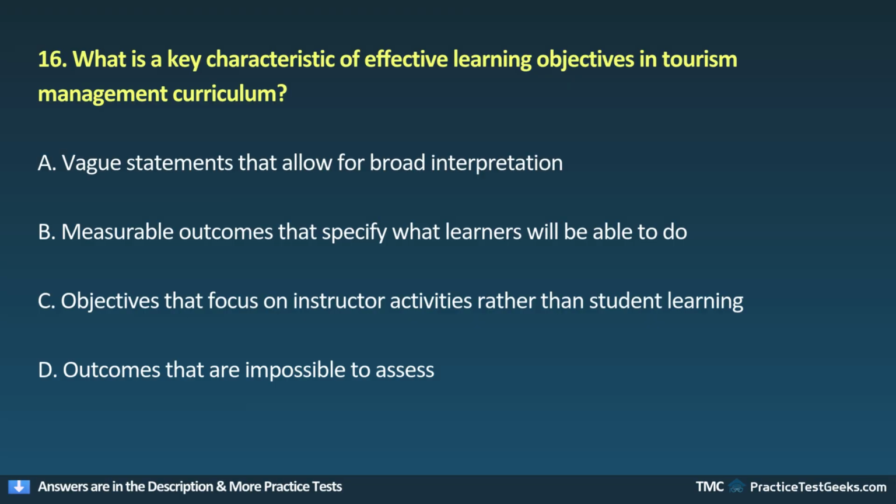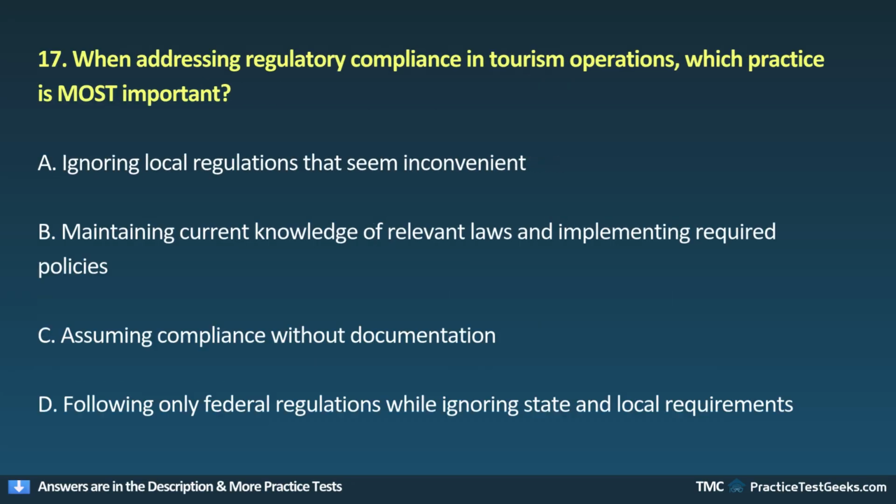A, vague statements that allow for broad interpretation. B, measurable outcomes that specify what learners will be able to do. C, objectives that focus on instructor activities rather than student learning. D, outcomes that are impossible to assess.